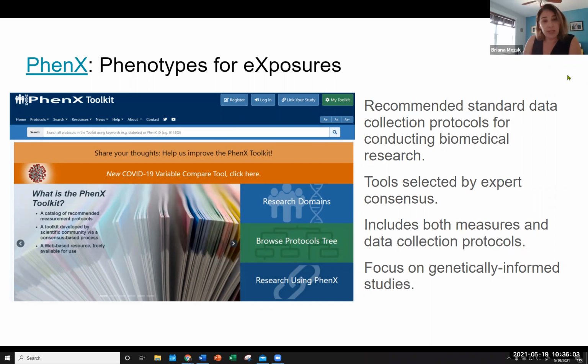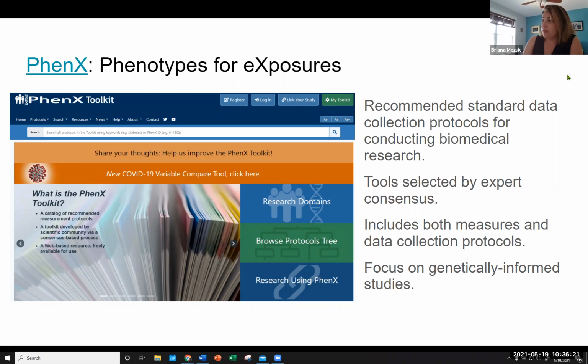But if that's the study you're doing, then I would look at what they're saying at least. It's nice because it includes both measures and data collection protocols. So it's not just the measure, but how you should field it, for example.